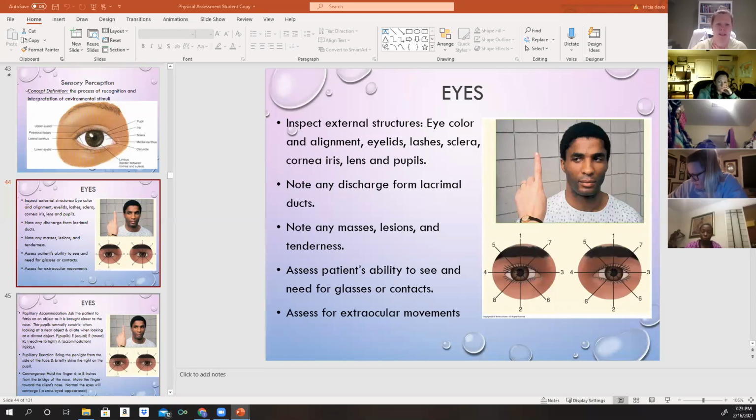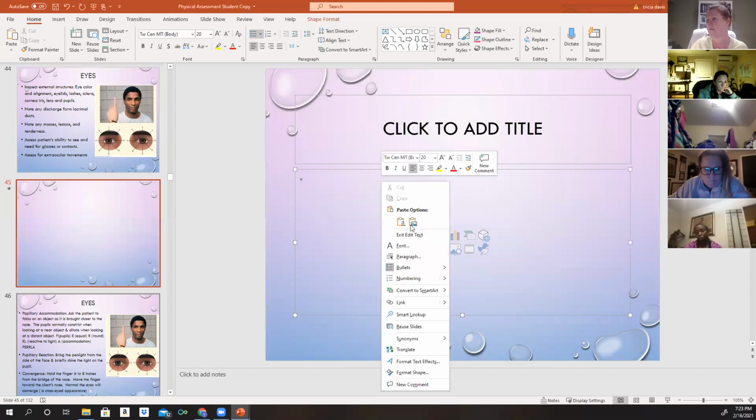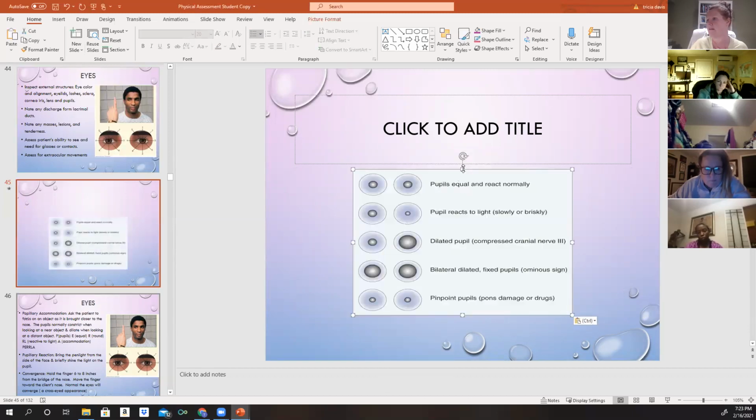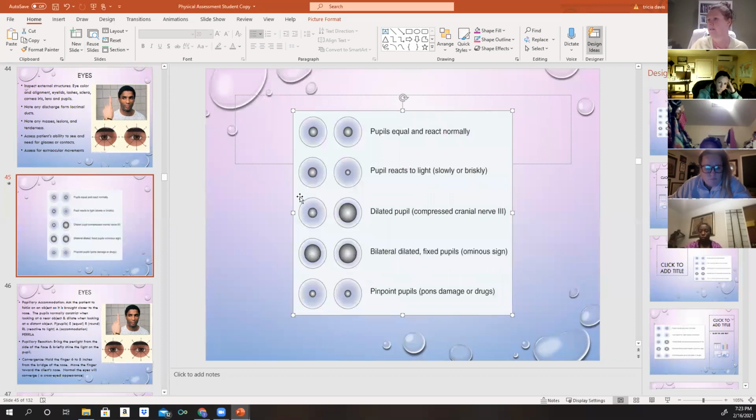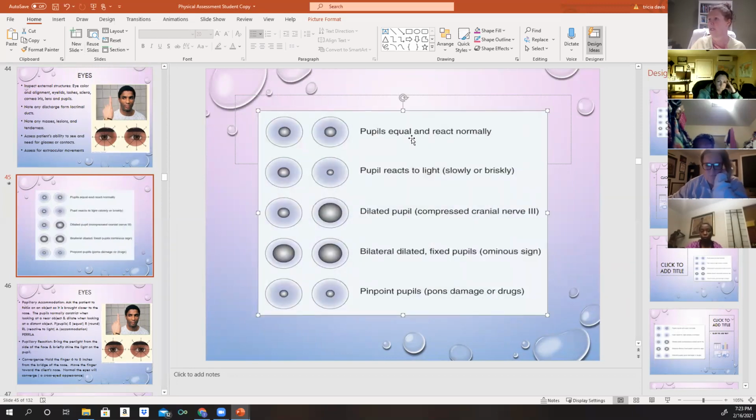Oh, you don't have this one chart I wanted to show you. Let me see if I can add it here. Okay, so this is the pupils. The top is pupils are equal and react normally. They're both the same size. They react appropriately when you use your pen light.